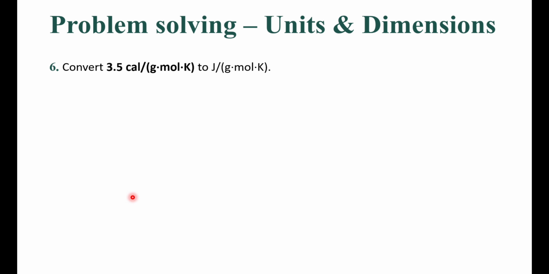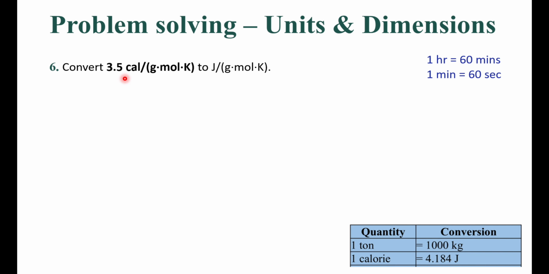Let's move on to the last problem. So we have to convert 3.5 calorie per gram mole Kelvin to joule per gram mole Kelvin. You can see that the denominator is still the same. Only we have to account for the numerator. So the problem is simple. The first step is to write the relation from the table. So the calorie and the joules are connected by this relation. 1 calorie is equal to 4.184 joule.